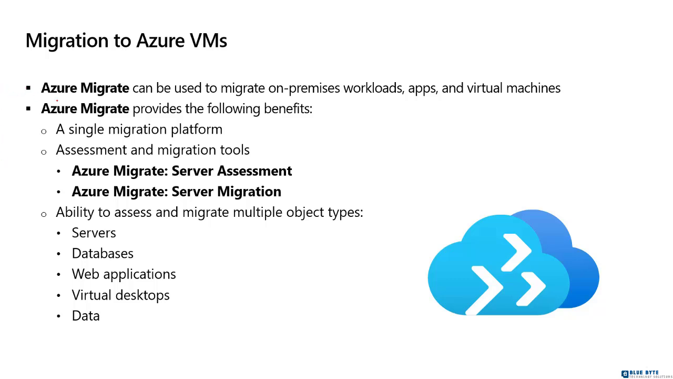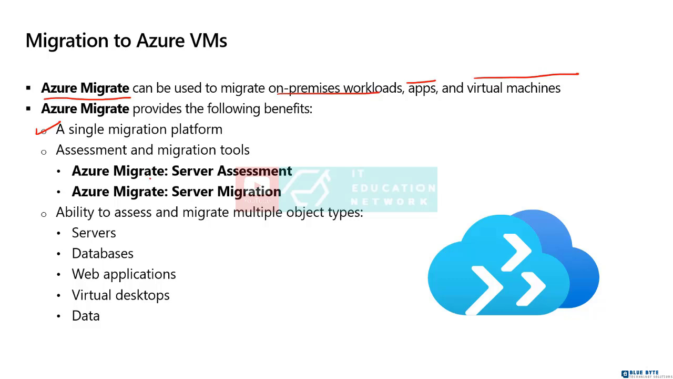Azure Migrate. You could use Azure Migrate to migrate your on-premise workloads. Now, we could use this with applications, virtual machines, databases, those types of things. You could use this one tool and it can migrate all this different types of content up to Azure. Pretty straightforward tool to use. The benefits of this, single migration platform using a single tool.